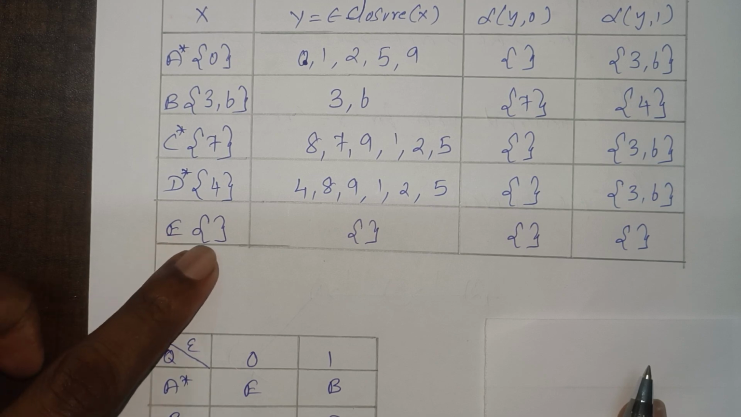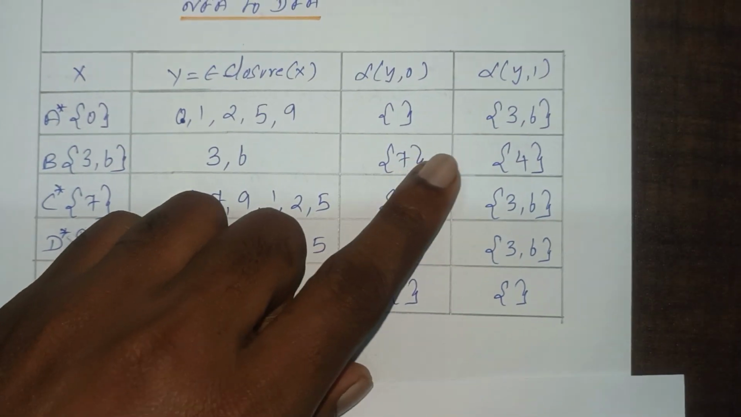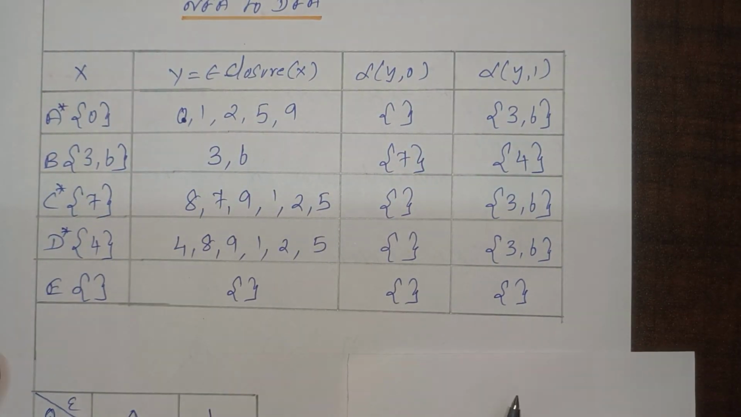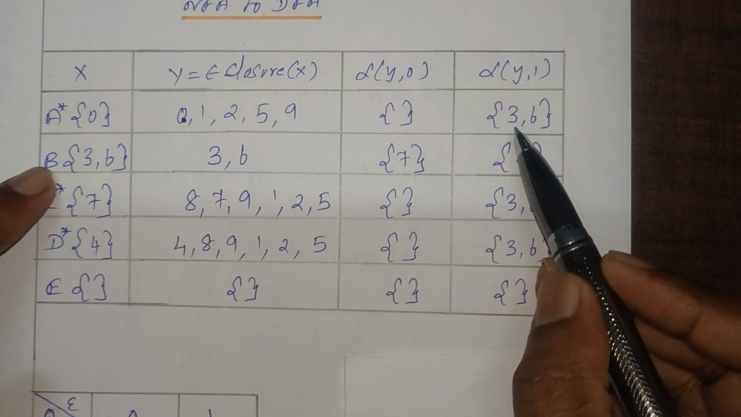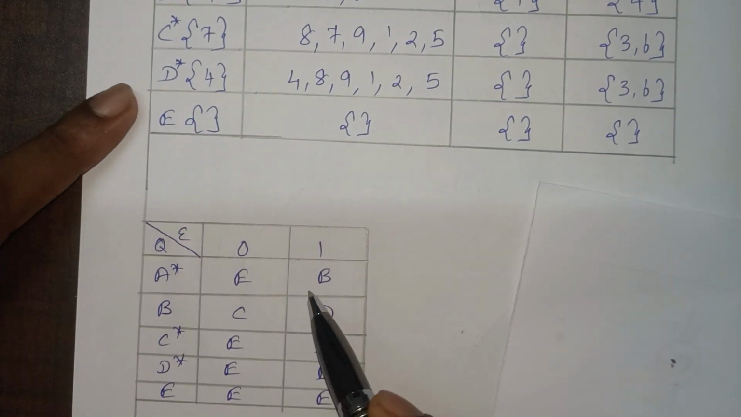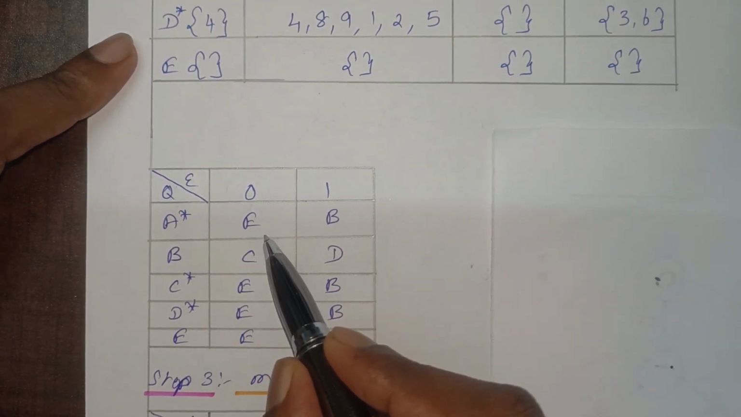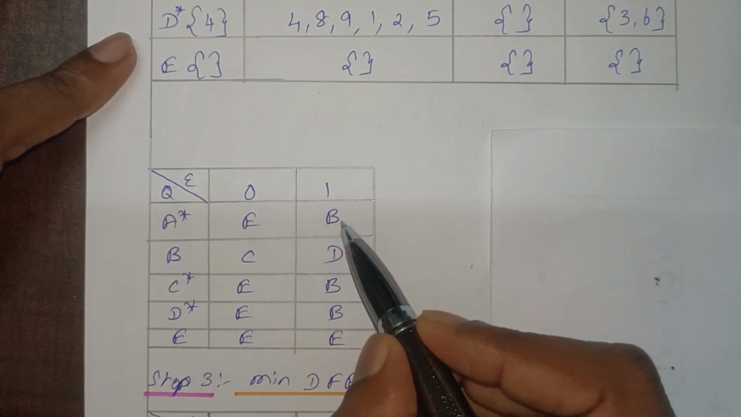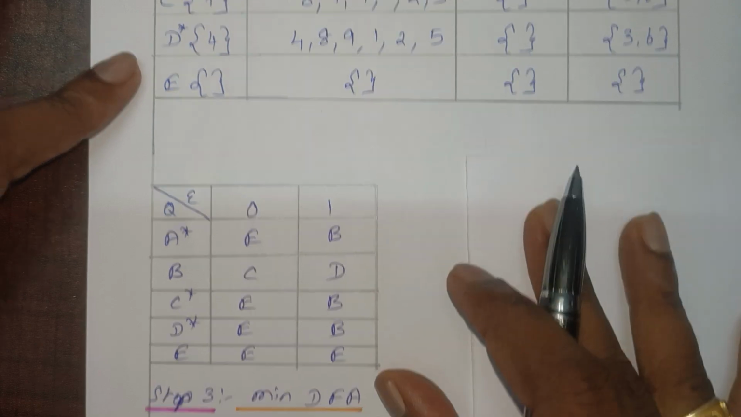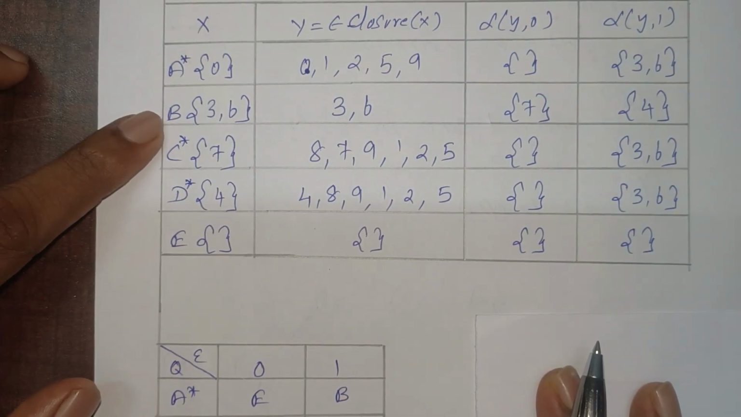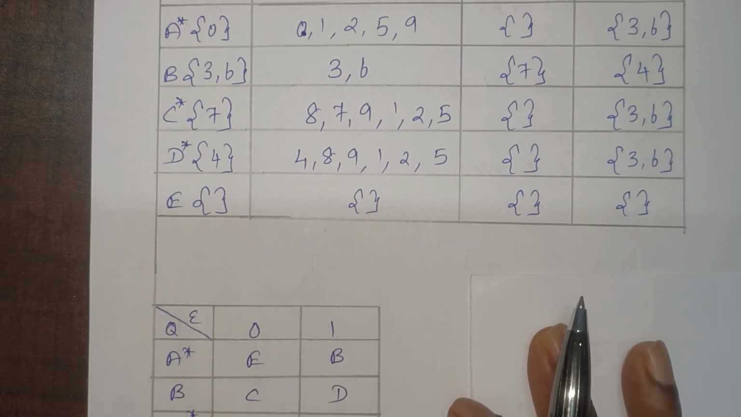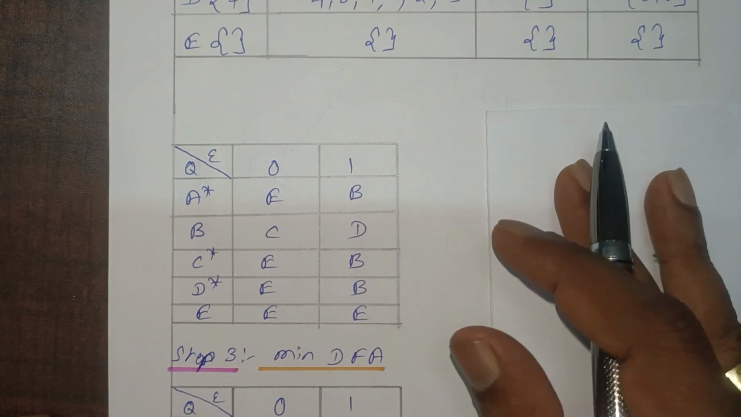Empty I have mentioned as E, and 3 comma 6 I have mentioned as B. So that is what I am going to write here. So 0 is empty for this particular state, and for this particular one I got 3 comma 6. So 3 comma 6 has been named here as B. This is the way I am going to construct this particular table.